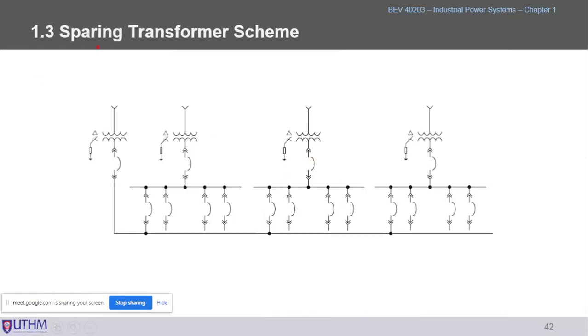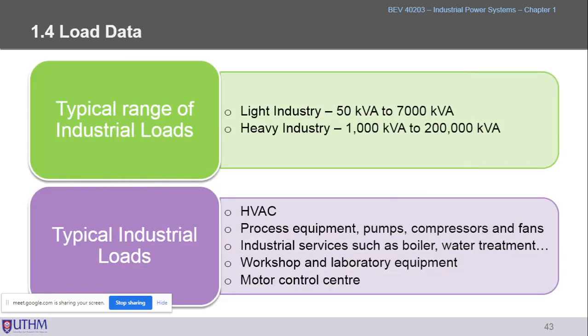This one is when we have a spare, the sparing transformer scheme. That means this one is not operating, and it is just for spare purposes only. Only these three will be operated. This one is just spare. In case something happens at one of the transformers here, then we only switch on or energize this transformer. Okay, I think we stop here.